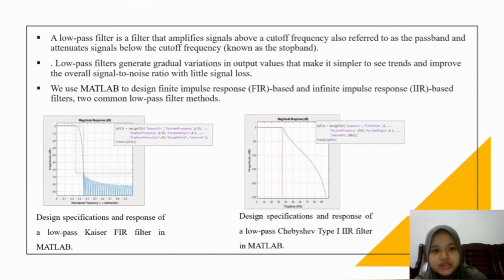A low pass filter generates gradual variations in output value that make it simpler to see trends and improve the overall signal to noise ratio with little signal loss. So we use MATLAB to design finite impulse response, FIR based, and infinite impulse response, IIR based filters, the two common low pass filter methods. This is the design specification and response of a low pass Kaiser FIR filter in MATLAB, and this is the design specification and response of a low pass Chebyshev type 1 IIR filter in MATLAB.